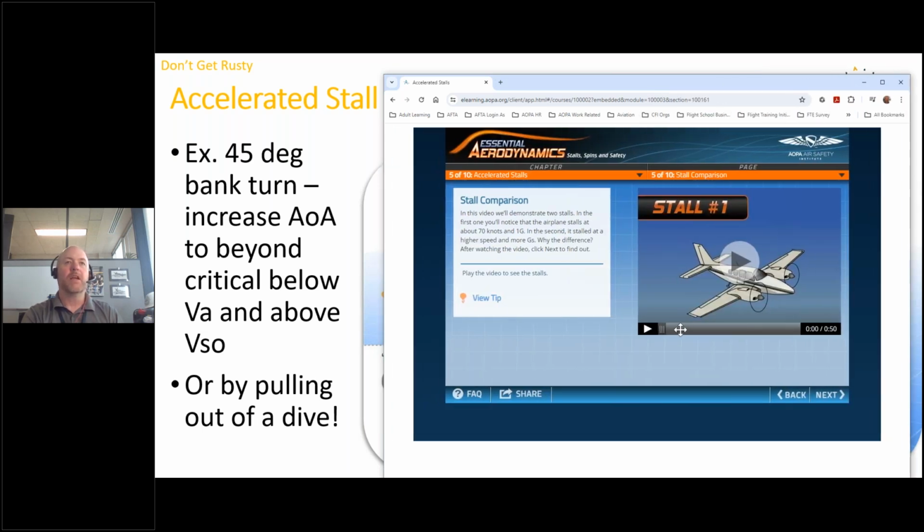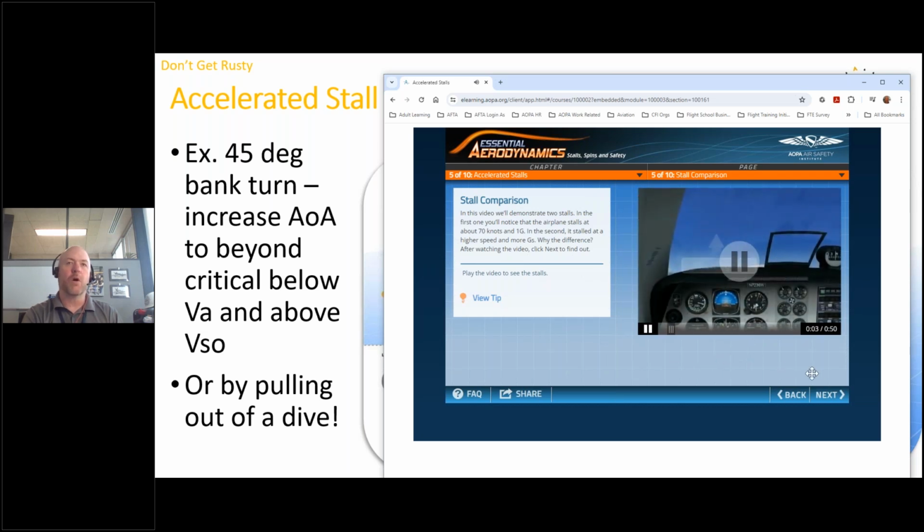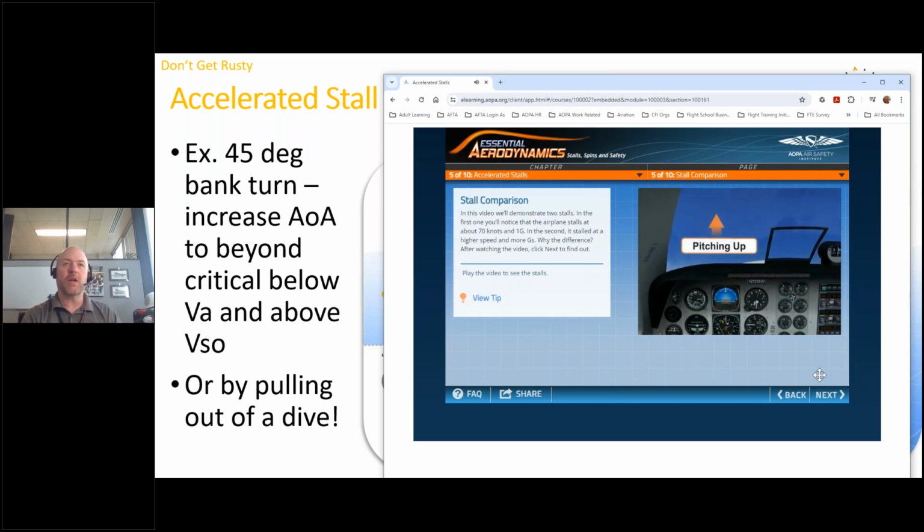There we go. And I just wanted to show you this little bit of this video right here. They show your normal stall, and the airplane's just kind of pitching up. They're showing, and you'll notice the airspeed indicator, and they'll even give you the values here in a minute. So you'll see the nose drop when it stalls, and you can see it's well below the white arc.